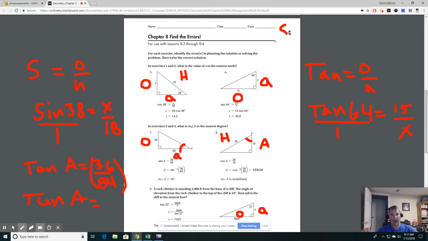If you want to use the acronym SOHCAHTOA: sine is opposite divided by hypotenuse. Cosine is adjacent divided by hypotenuse. Tangent is opposite divided by adjacent. That's just a quick acronym to help you figure out which trig function to use. Any questions? Just ask.